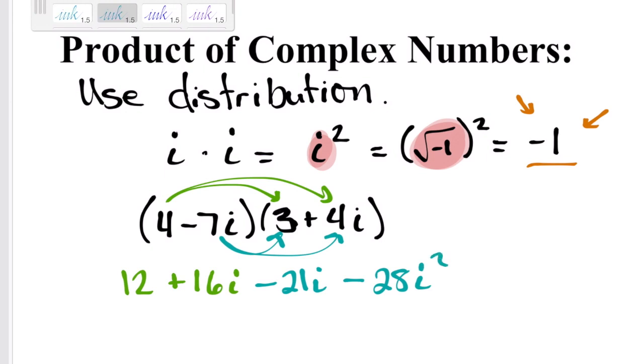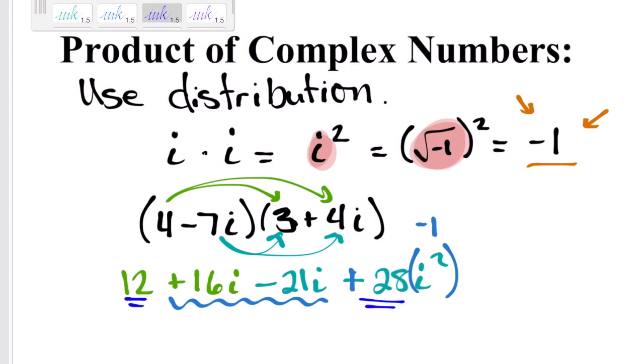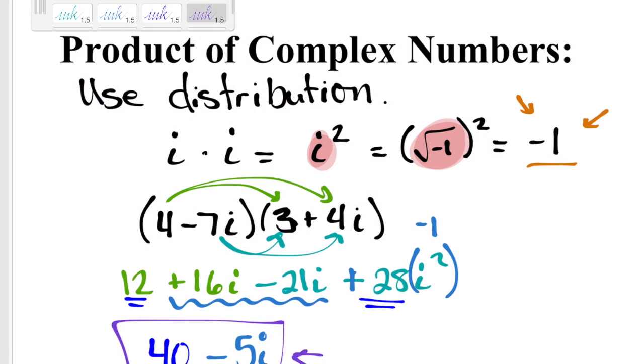So when I'm simplifying, I know I can combine what I just have an i of. And I want to change my i squared to a -1. So the negative 28 times a -1 would give me a positive 28. So then when I'm adding this stuff together, 12 plus my 28 is going to give me 40. And my 16i minus my 21i is going to give me -5i. And again, we only have one real and one imaginary, so this is as far as we can go.